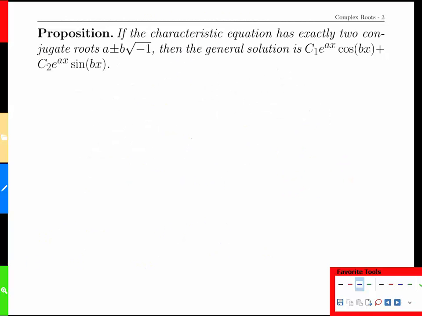What does this mean for us in practice? Well, if we think back to what we're going to have in every scenario with linear equations with constant coefficients, we're going to have a characteristic equation. This is going to be the r squared things. Well, if we end up with complex conjugate roots, something plus or minus something times the square root of negative 1, then notice the b that was with the square root of negative 1 goes inside the cos and the sine.